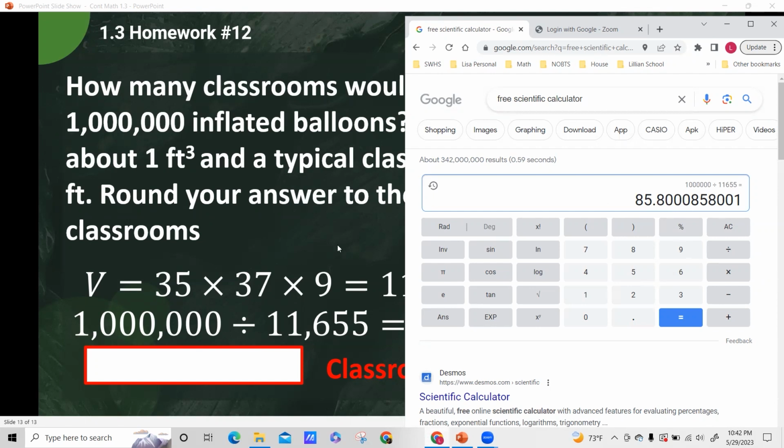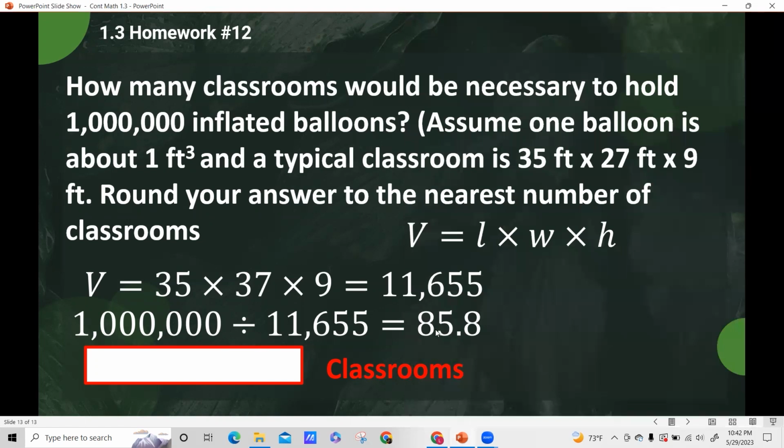This says to round your answer to the nearest number of classrooms. In other words, you can't have 85.8 classrooms, but 85 classrooms would not hold it because you still have to have at least 0.8 more. So you would need at least 86 classrooms. That would be your answer in this case: 86 classrooms.